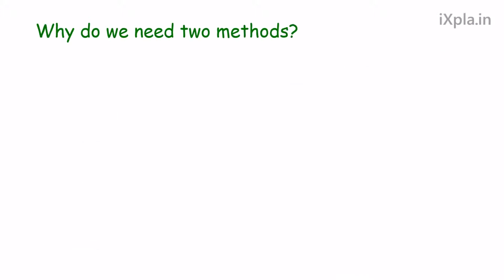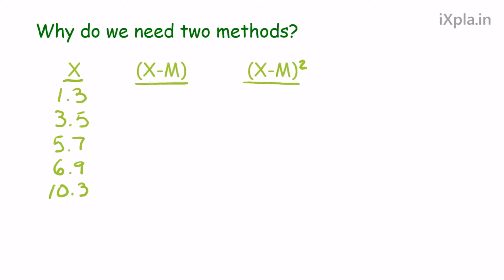Now, why do we need these two methods? Well, that's a good question. Each method is better in some situations than others. Students tend to really like the definitional formula because, again, it makes sense. It's understanding. And they don't like the particular order of operations that are needed in order to do the computational formula correctly.